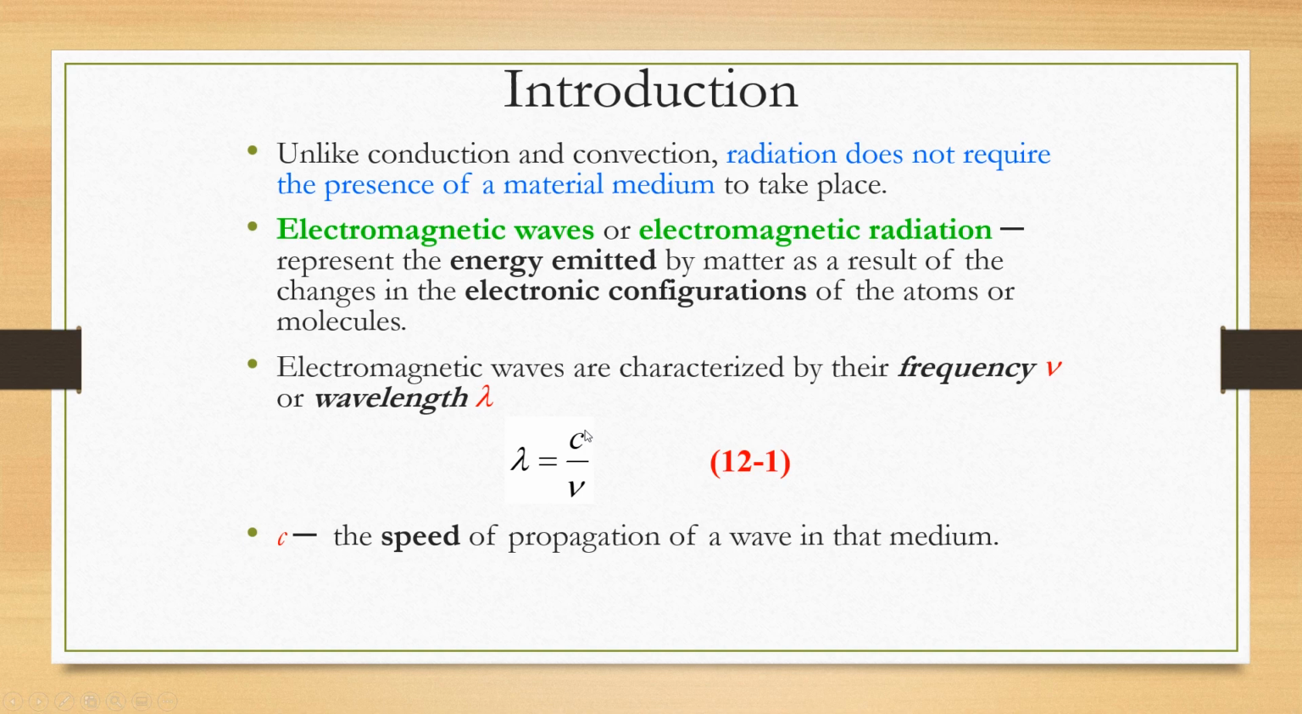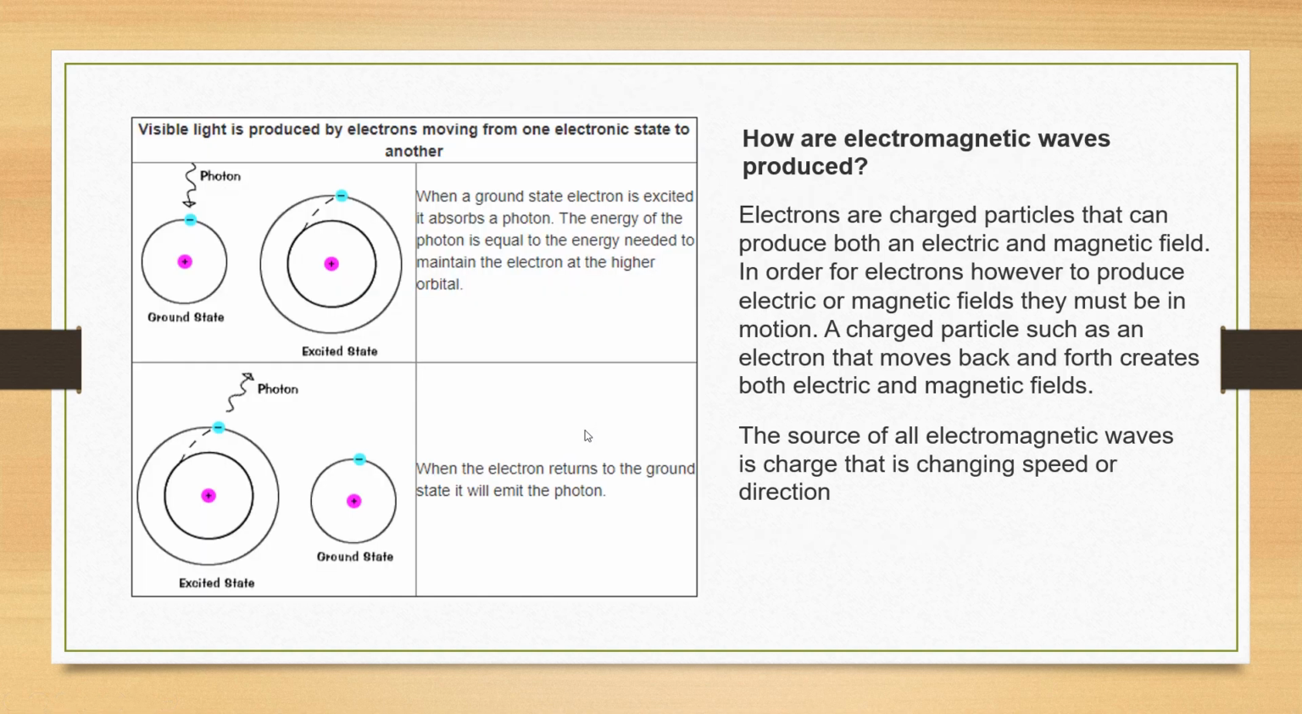So that is the equation to find the wavelength. And then this is how electromagnetic waves are produced. Take a look at the first figure, where a ground state electron is excited and absorbs photons. At the ground state, the photons will be at this position, and after that it will be excited into the excited state.